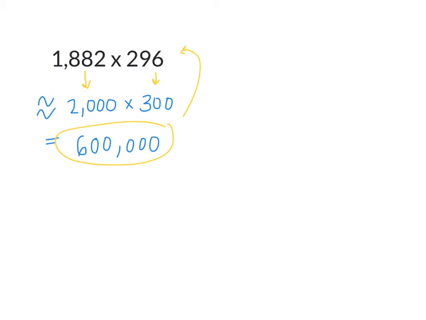Can I feel confident that something is right? Can I? Yes. If my actual answer is larger than this, I'll feel sad because probably I'm wrong. So I'll go back and check my work. So now let's do the standard algorithm and see if we truly get something smaller than 600,000.